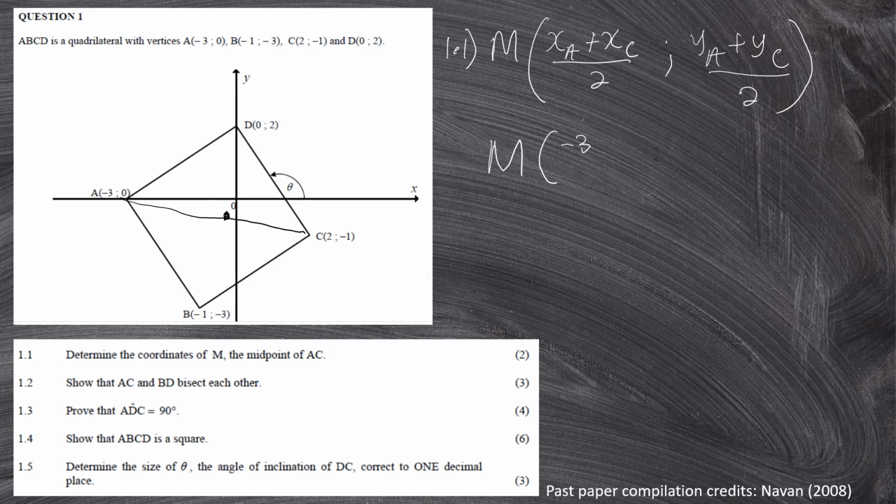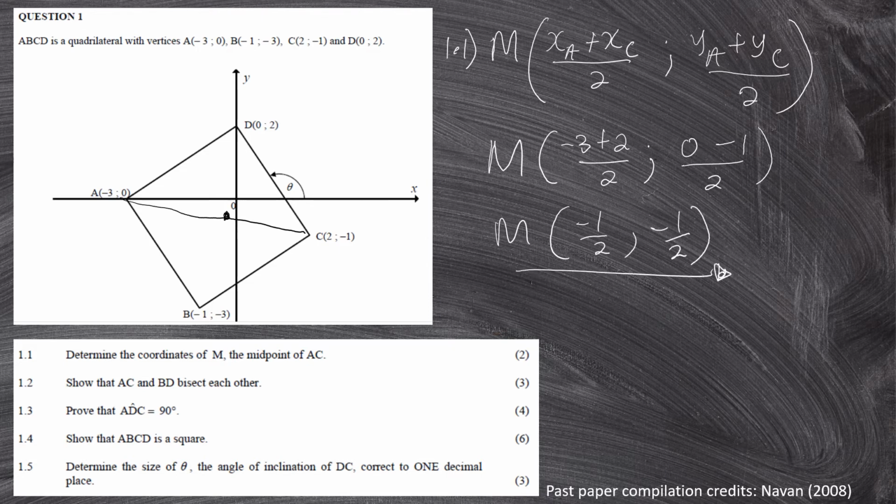X at A is minus 3. X at C is what? Is 2. So it will be minus 3 plus 2, all divided by 2. Then y at A is 0. Y at C is minus 1. So it will be 0 minus 1, all divided by 2. Then our coordinate of M will be minus 3 plus 2 over 2, which is minus 1 over 2, and minus 1 over 2. So that is our coordinate of what? Of M.